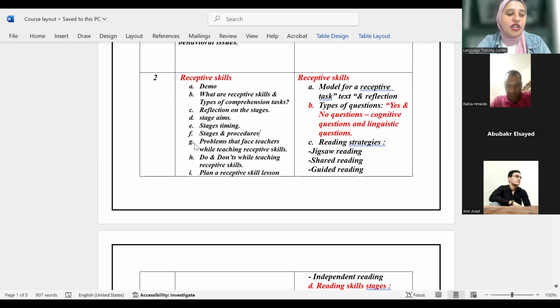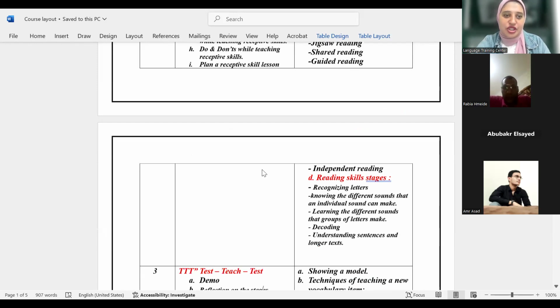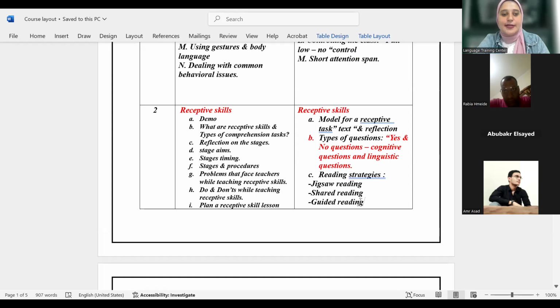So today we are going to go through the problems that may face teachers while teaching receptive skills, the do nots while teaching receptive skills, and then we are going to go through the third session, which is teaching receptive skills for young learners. We are going to start with a demo, then a reflection, and talk about some stuff related to this point. But before we start, can you remind me some concepts related to classroom management?